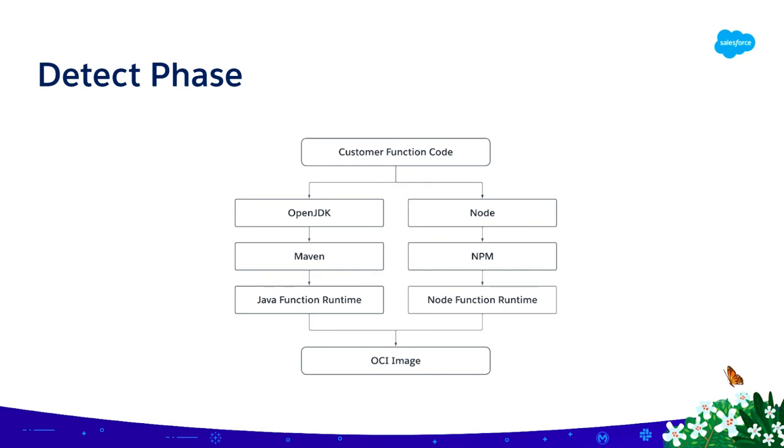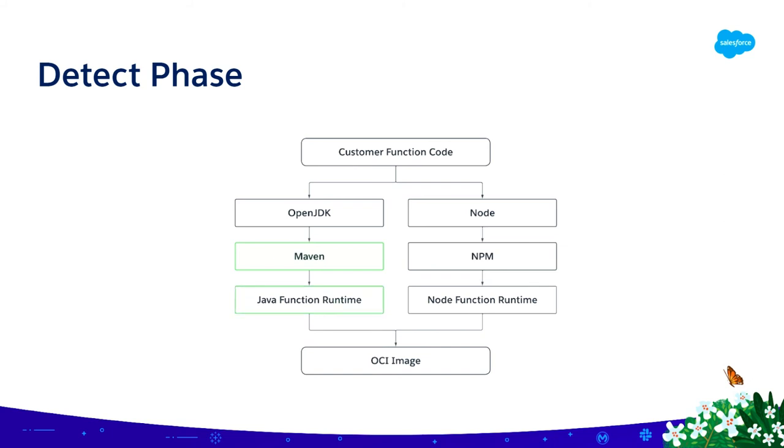OK, let's say we have a Salesforce function written in Java. What would happen during this detect phase? For the Maven build pack, this is very simple. Maven projects contain a pom.xml file that configures your dependencies, your build steps, all that jazz. And that build pack will simply look, does this application have a pom.xml file checked in? And if it does, it will say, yes, I can handle this.